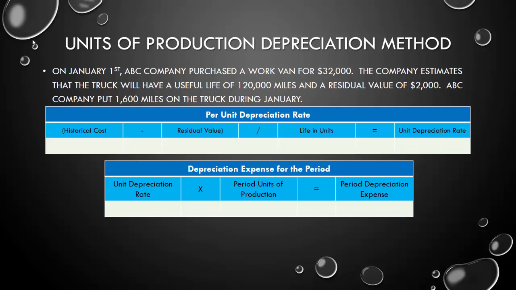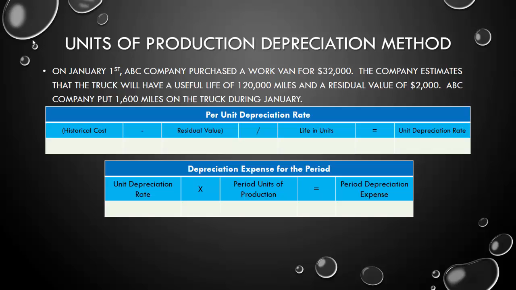In this example, we're going to have ABC Company, who has a van on their books which was purchased originally on January 1st for $32,000. The company is going to estimate that they're going to be able to put 120,000 miles on this van before they dispose of it. And at the time that they dispose of it, it's going to have a residual or salvage value of $2,000. Well, we have enough information right there to figure out what our depreciation rate is.